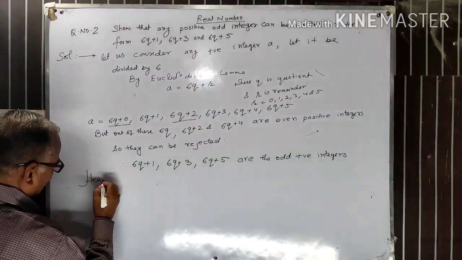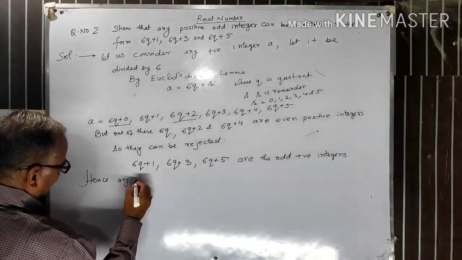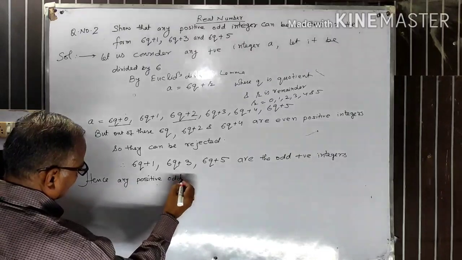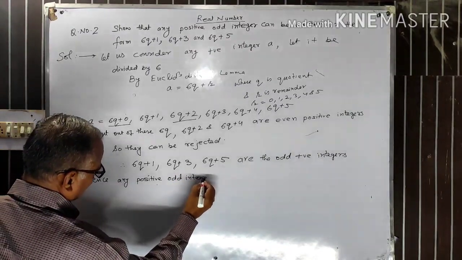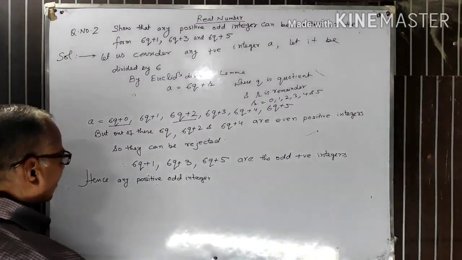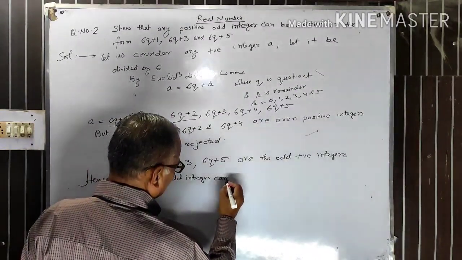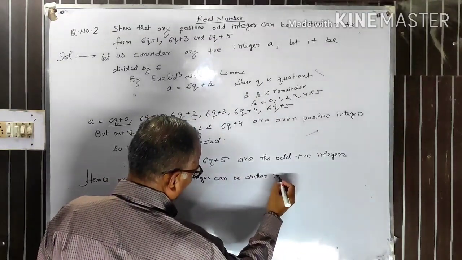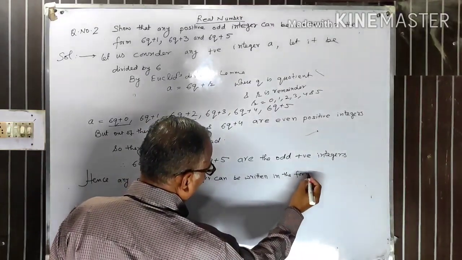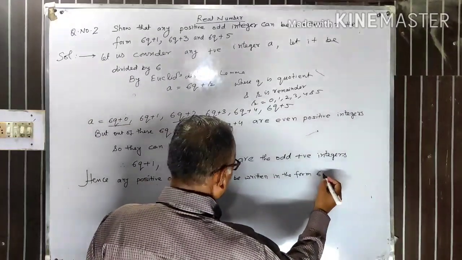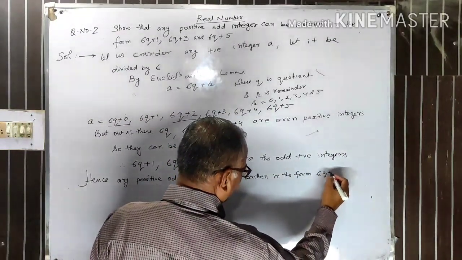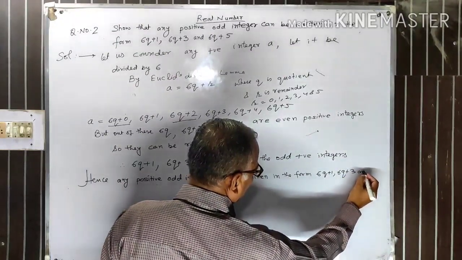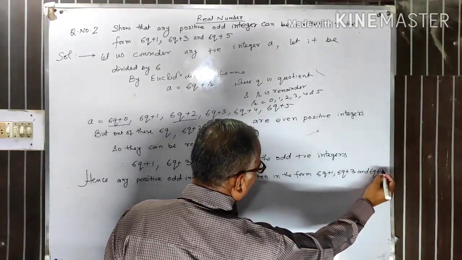Hence any positive odd integer can be written in the form 6q plus 1, 6q plus 3 and 6q plus 5.